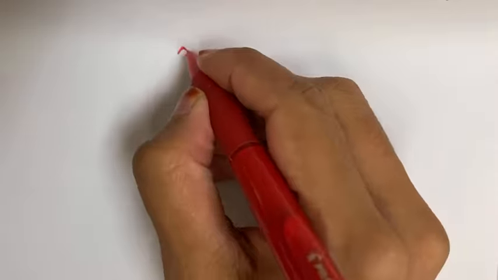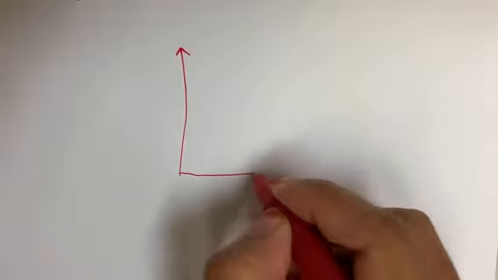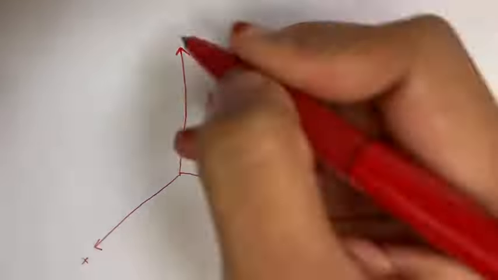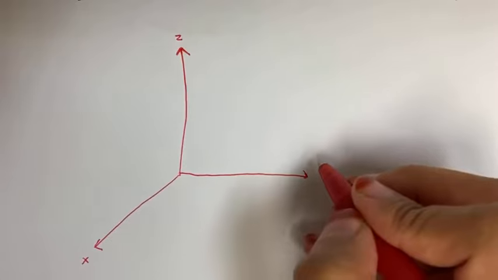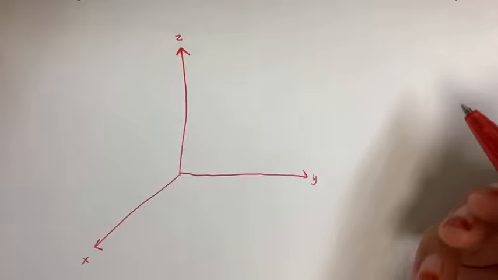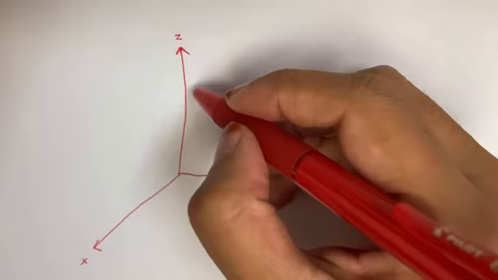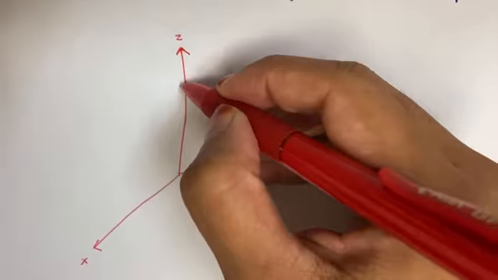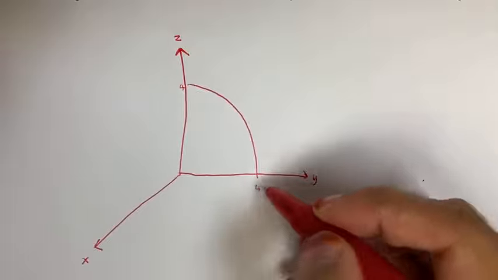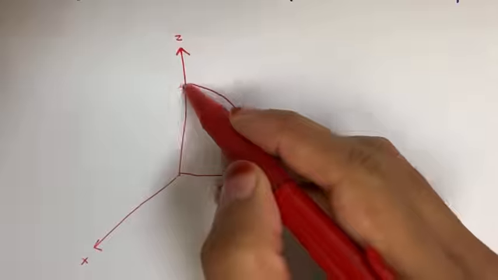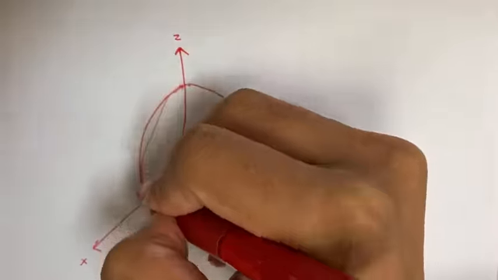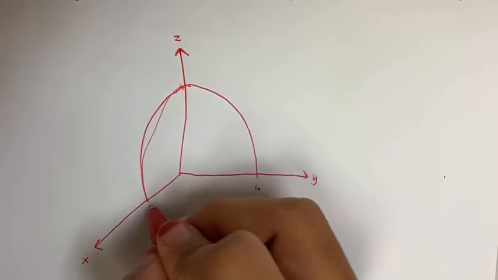For sketching z equal to f(x,y), we have the 3D. You have this as your x-axis, your z-axis, and your y-axis. First draw the zy plane. For the zy plane, you have this one, right? So you have 4 here, and another 4 here. And then for the zx plane, you have this curve. Sorry, it's not perfect. So this is 4.